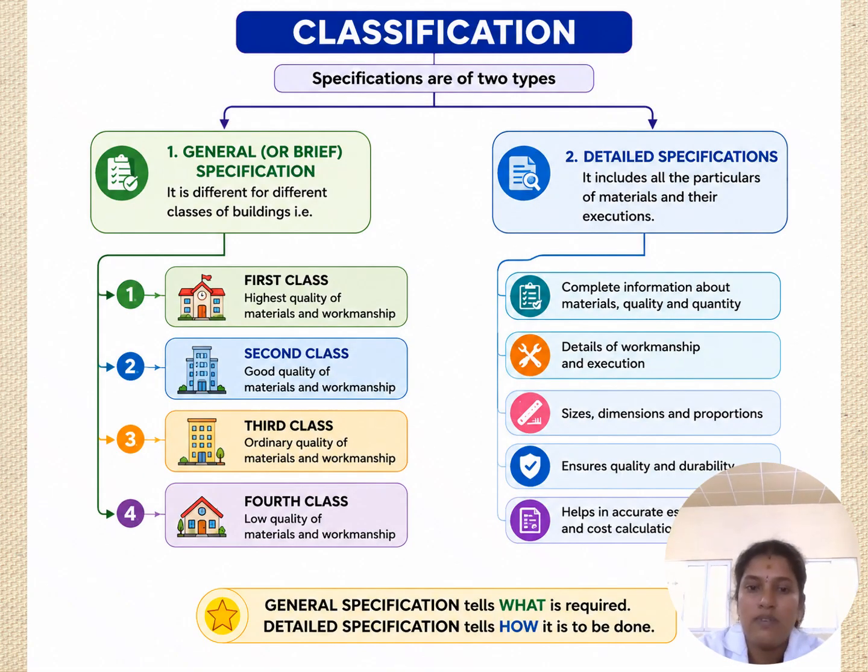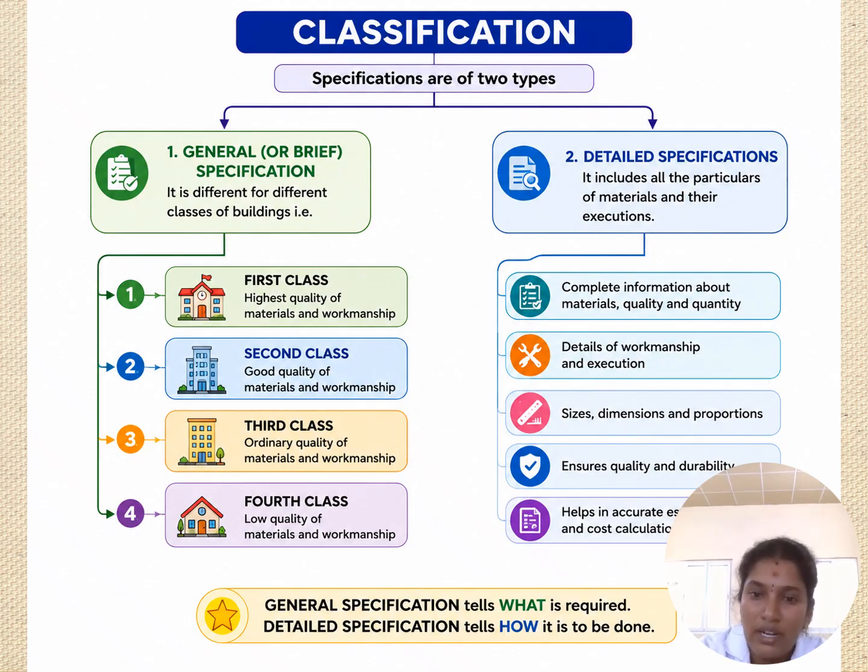So the main classification of specification is two. One is general specification, which is a brief explanation. Another one is detailed specification, right? General specification differs for different classes of building. If you are saying first class, second class, third class and fourth class building, it commonly varies with the class of building. But the detailed specification is mainly included only for the particular item of material and the execution purpose.